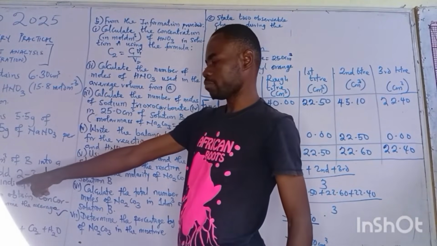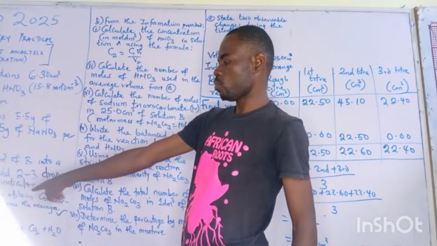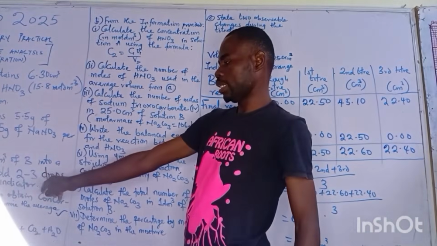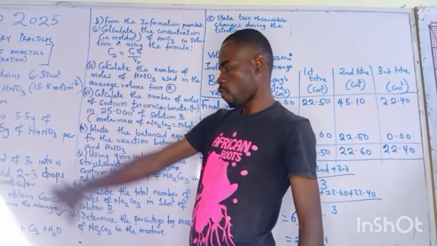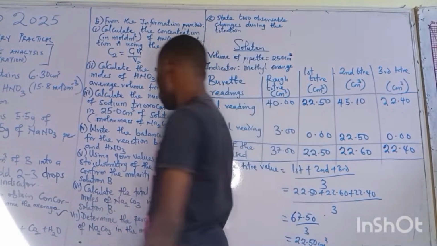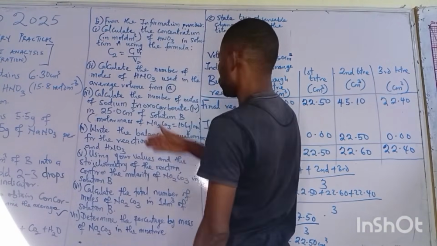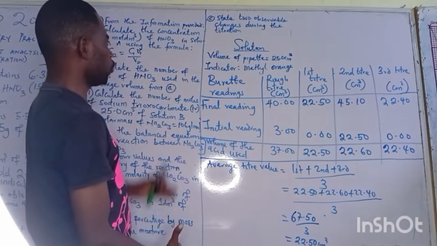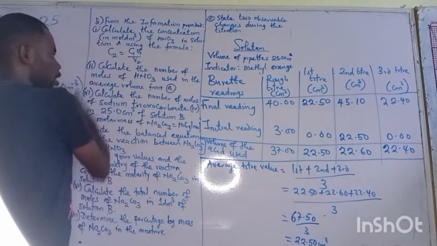The mole ratio of base to acid is 1:2. Nb is 1, Na is 2, the number of moles from the equation. All these things we are going to use to do our calculation. I believe this one is clear, because I will rub it off so that I'll still be using my information.